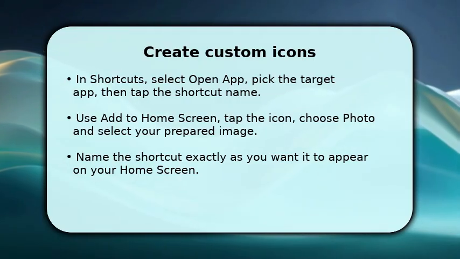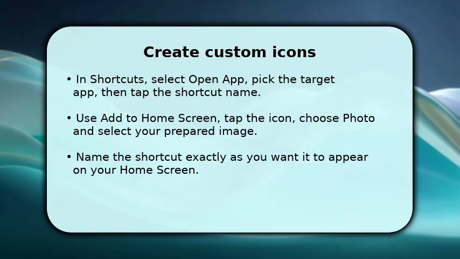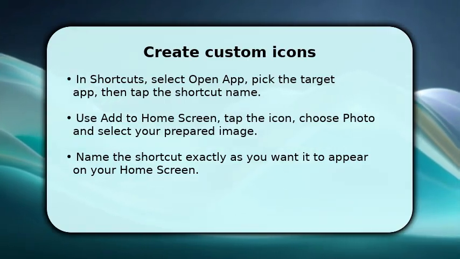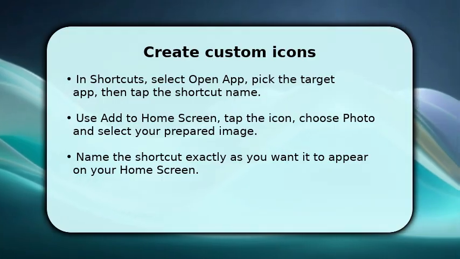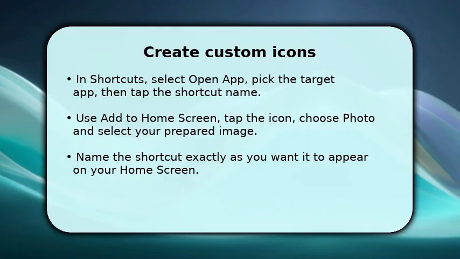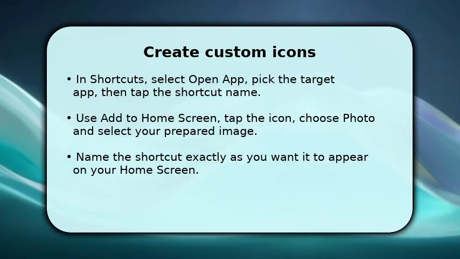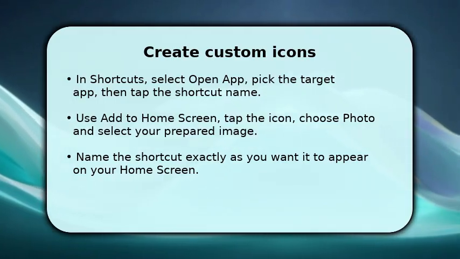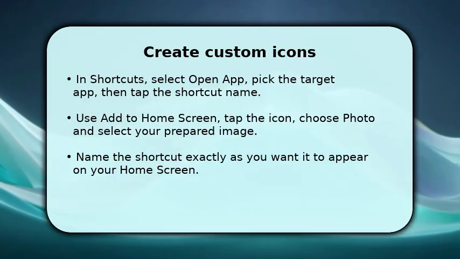Once done, tap the placeholder icon, pick Photo, and select the prepared image from your library. Make sure to name the shortcut precisely. That label shows below the icon, and arrange it into folders or rows as you planned for visual consistency.